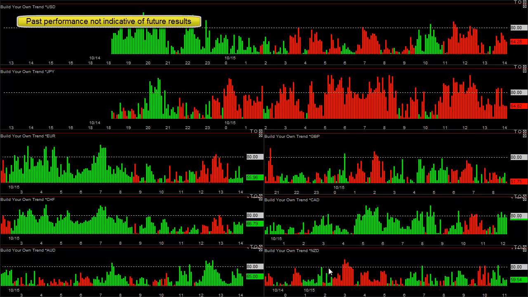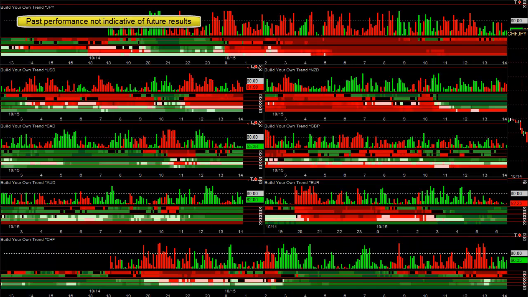But earlier today, for a couple hours, the New Zealand was quite weak. You could have traded that against the euro or Swiss, which was the strongest. And let's take a look at this currency here.